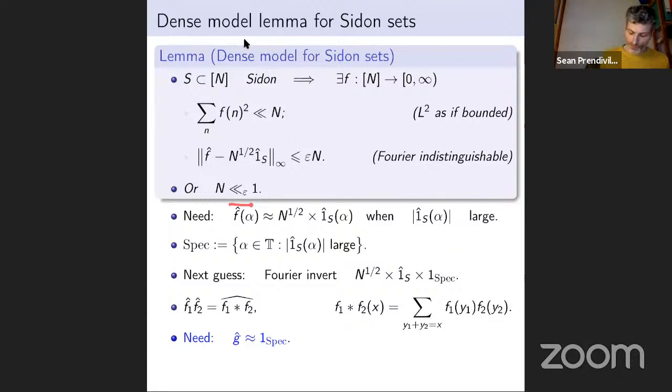So if we're trying to pick up this behavior, we're going to try and come up with a function whose Fourier transform resembles this product. And the way we'll do that is come up with a function in physical space whose Fourier transform resembles the indicator function of the large spectrum.